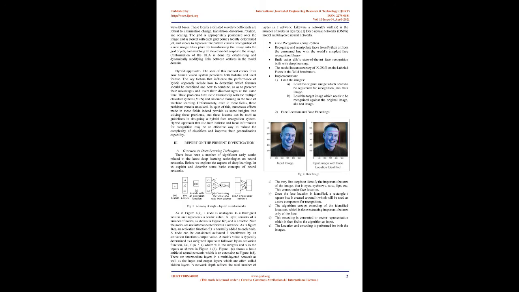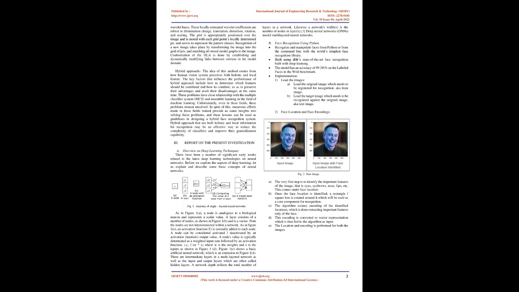A typical local feature representation consists of wavelet coefficients for different scales and rotations based on fixed wavelet bases. These locally estimated wavelet coefficients are robust to illumination change, translation, distortion, rotation, and scaling. The grid is appropriately positioned over the image and is stored with each grid point's locally determined jet, and serves to represent the pattern classes.